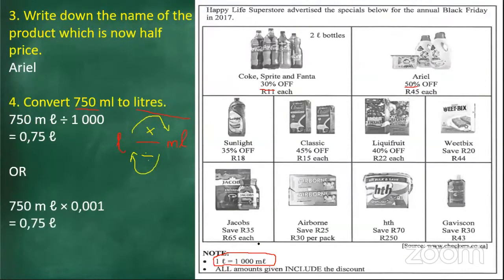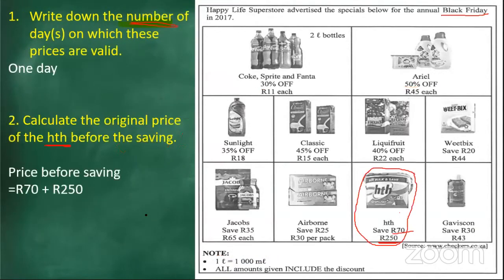But we did a lot of this already. Thank you so much for even showing me your calculations. Lisedi, let me send you the slides after this. Oh, which one? Oh, it's just the price before saving, Lisedi. The 70 rands plus the 250, which is 320. You got that, right?